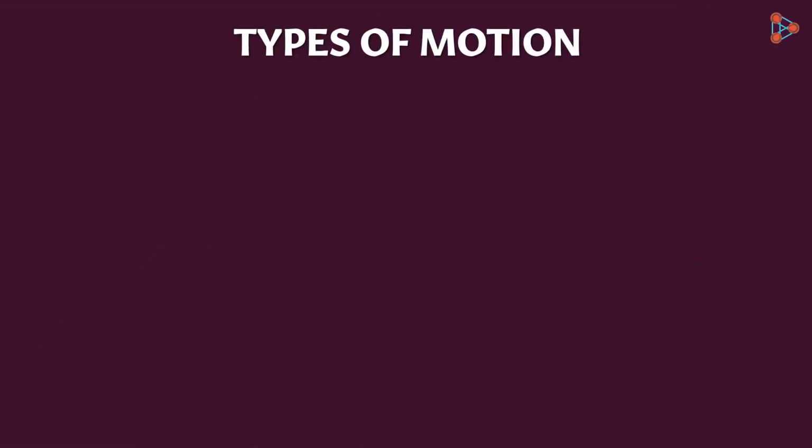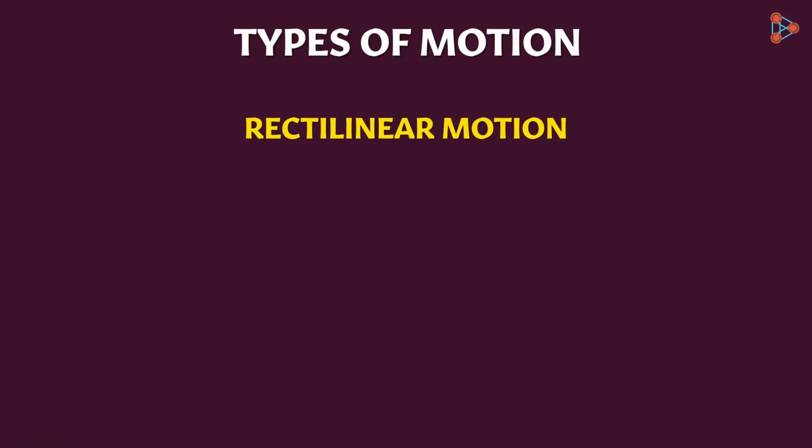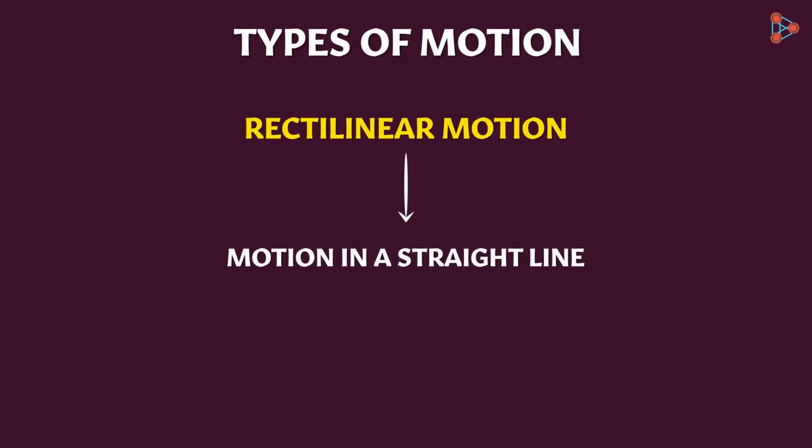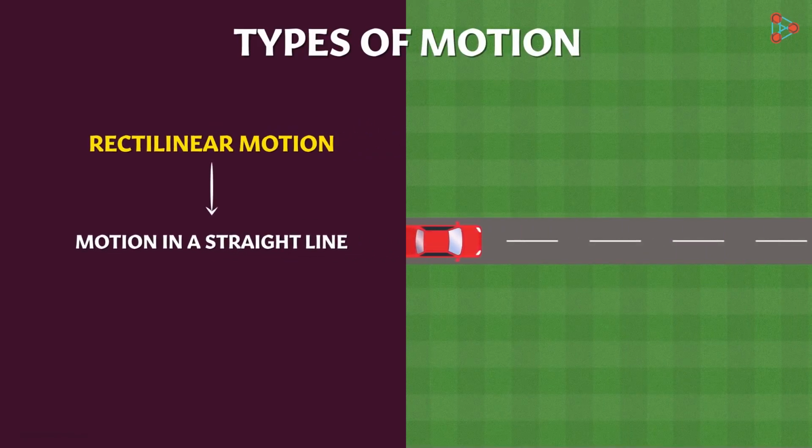The simplest type of motion is called the rectilinear motion. Notice that there is a word line in there. So we define this type of motion as a motion in a straight line. Yes, rectilinear motion is nothing but motion in a straight line. So if an object is moving along this straight line path, we say that it's performing rectilinear motion. For example, when a car is moving in a straight line on a straight road, it's performing rectilinear motion.